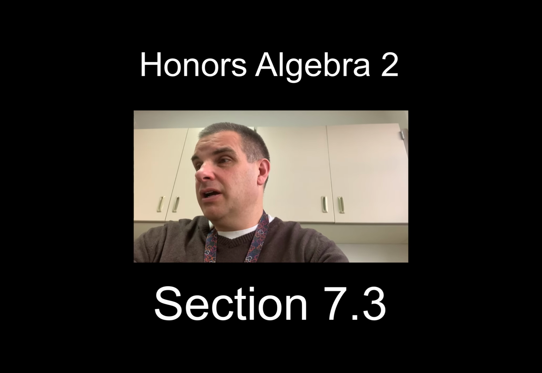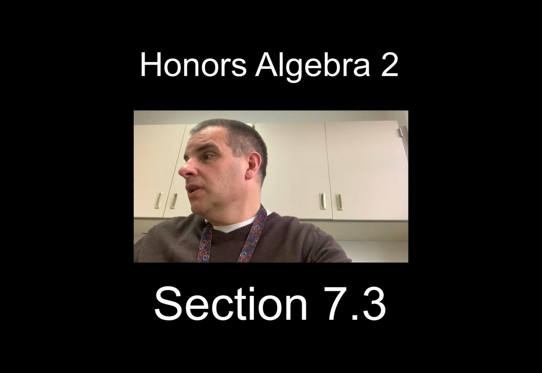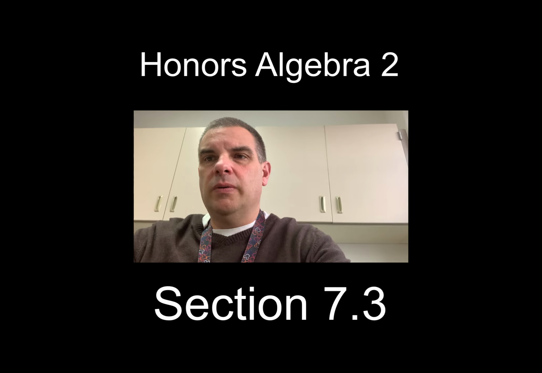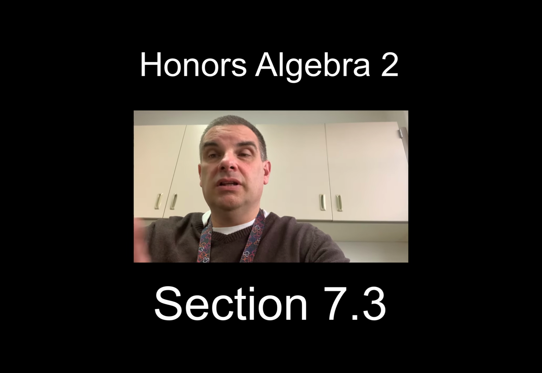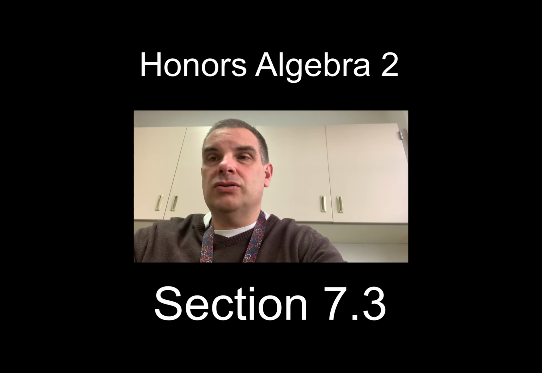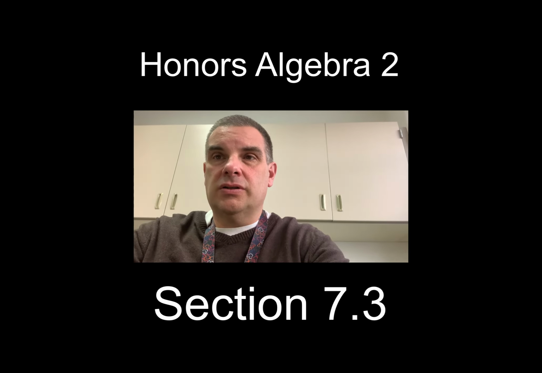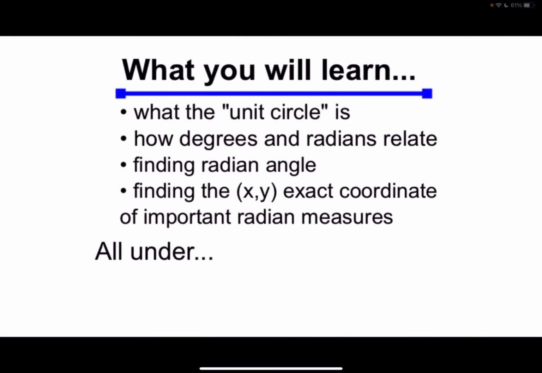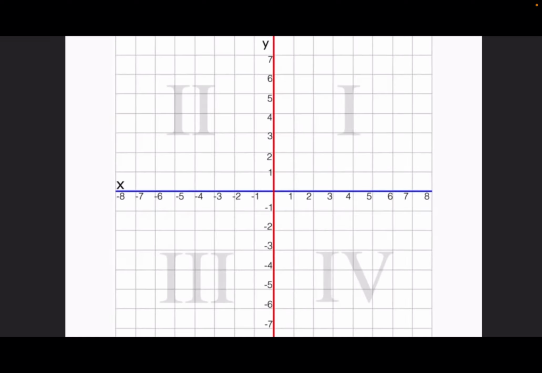So today we are covering section 7.3. We're going to start out here with a little bit of a video explaining what a unit circle is, and then I'll be back and we will look at finding exact trig values within that unit circle, how radians relate, finding radian measure, and finding the xy exact coordinates of important radian measures, all under 8 minutes. First, let's talk about what a unit circle is.